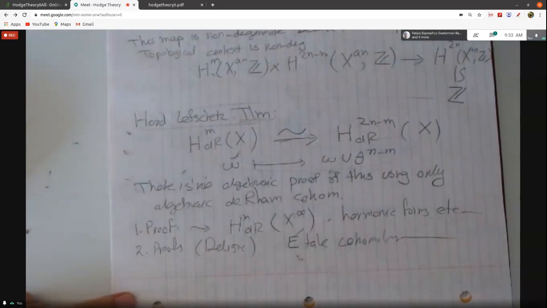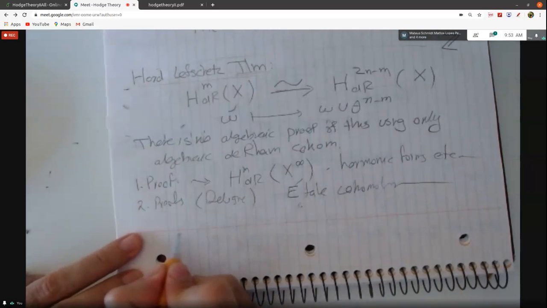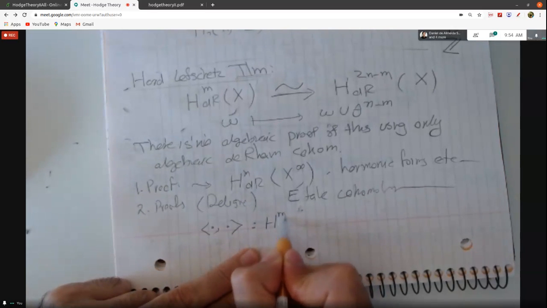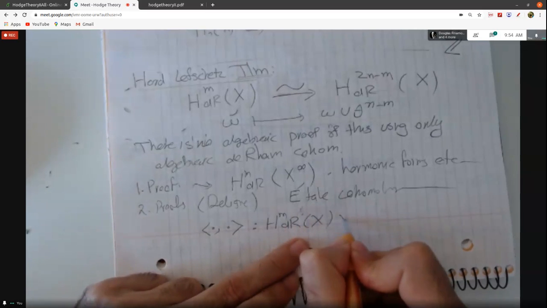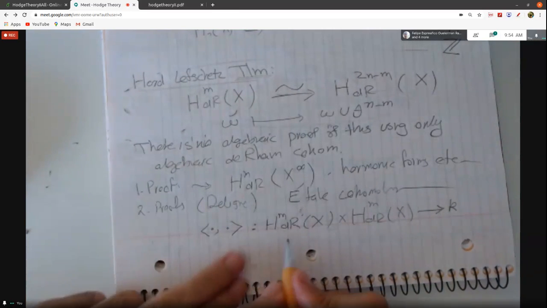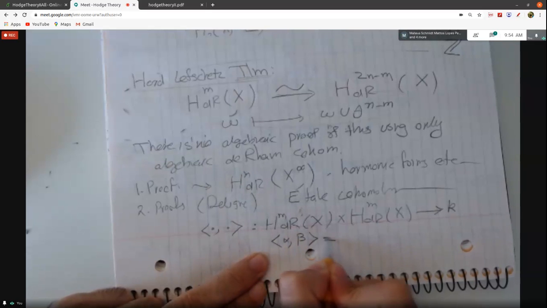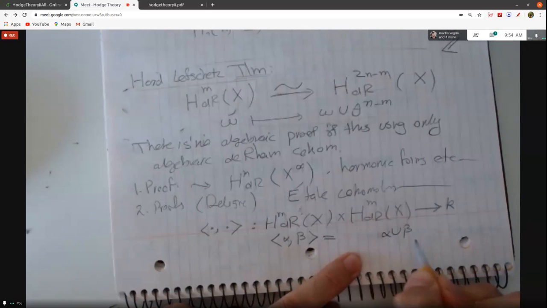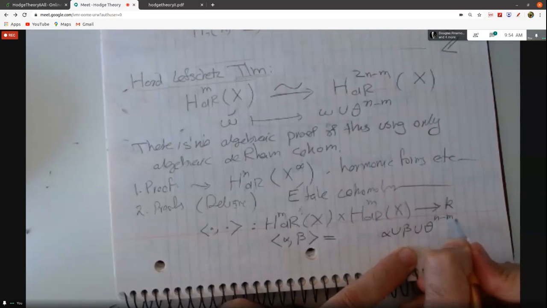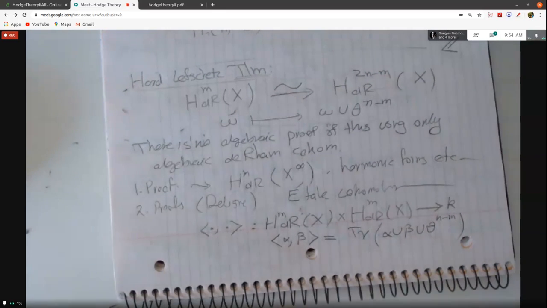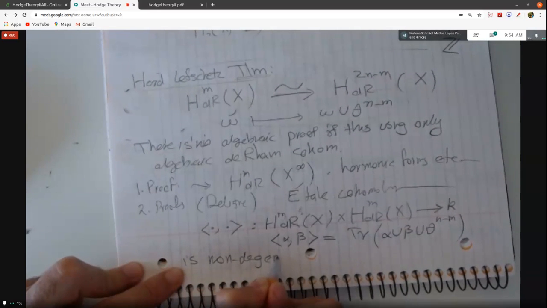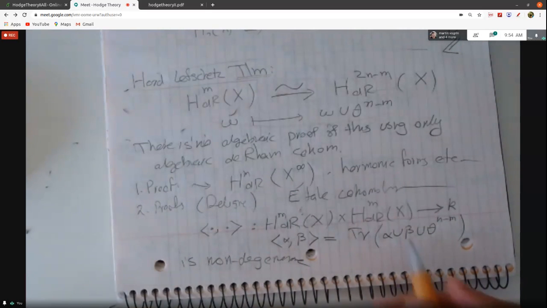But what I wanted to say is that this bilinear map that I introduced there will imply that another bilinear map is non-degenerate: H^m de Rham of X times H^m de Rham of X to the field K. This is the pairing alpha, beta. It is just alpha cup beta, but you don't reach the top cohomology. In order to reach the top cohomology, you have to cup with theta^{n-m}. This will now reach the top cohomology, and then you take the trace of this. And this is also non-degenerate because of the hard Lefschetz theorem.